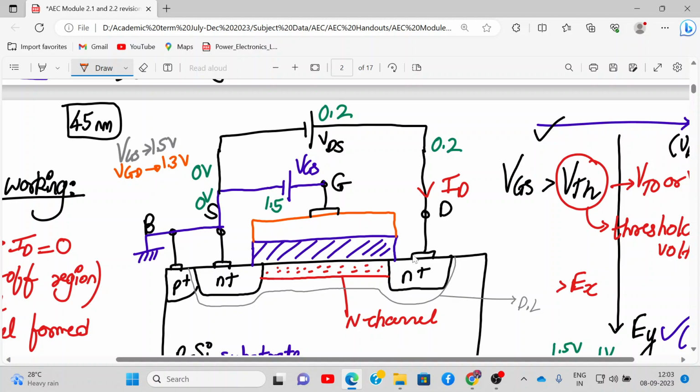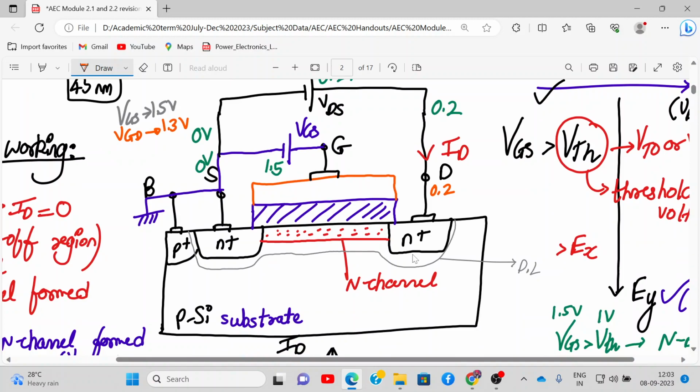So that means gate control over the source is 1.5 volt and gate control over the drain region is 1.3 volt. So the control is becoming a little loose, right? So that means we are applying drain to source 0.2 volt, with 1.5 volt at the gate and 0 volt at the source. Remember we are applying a positive 0.2 volt to the N region. So this is a PN junction, and it will become slightly more reverse biased. This is 0, right?